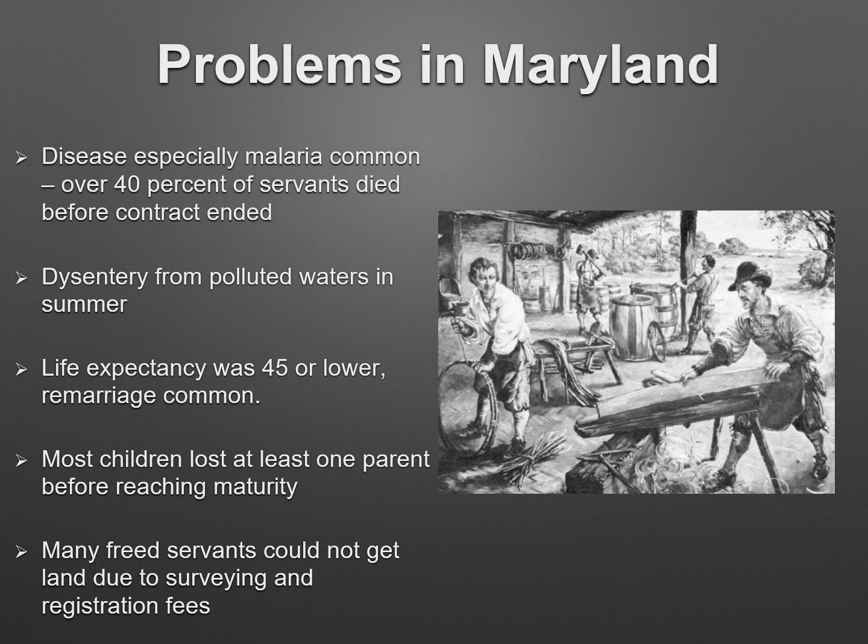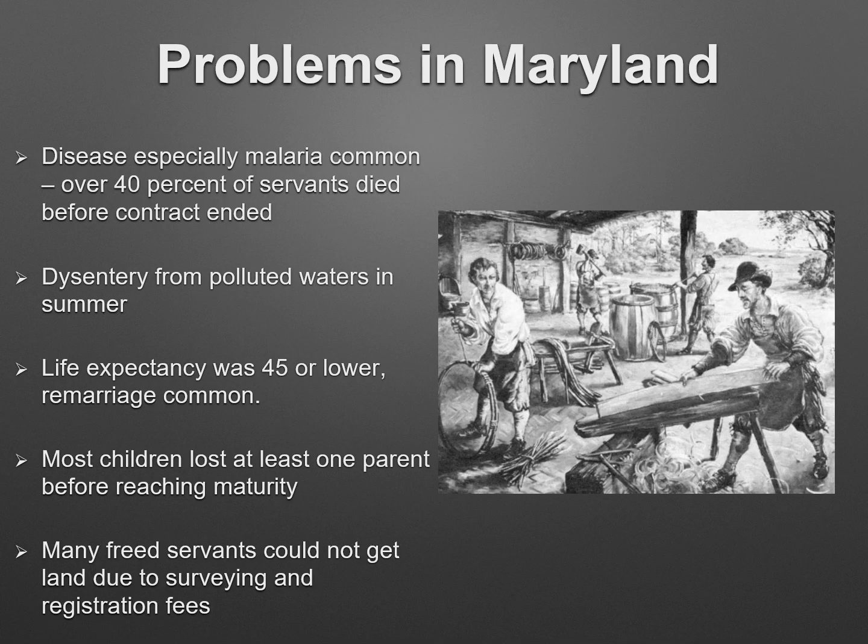But Maryland had some other problems going on with it, specifically disease. Malaria was very common. About 40% of your servants die just from this, and they won't even finish out the 7-year contract, and that's just from malaria. Water gets polluted and people get sick and they have dysentery and then die from that. Life expectancy was about 45, so it's on par with what it would be back in England, but that's not necessarily great.